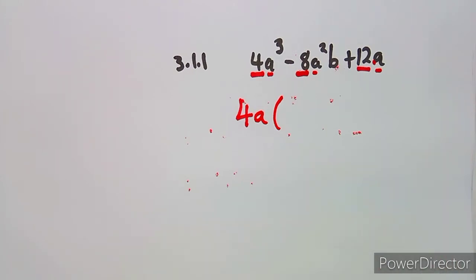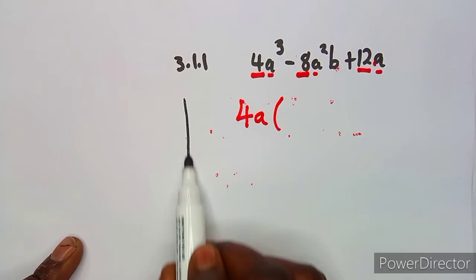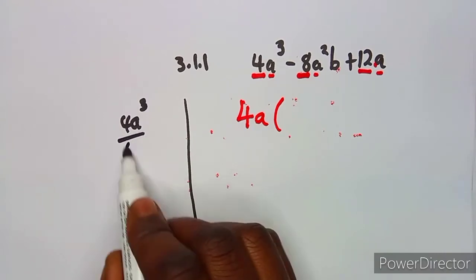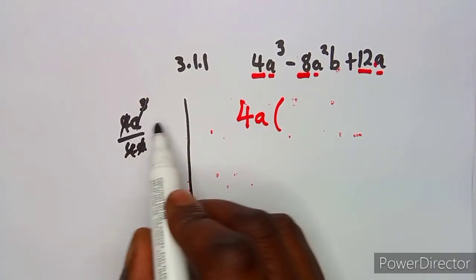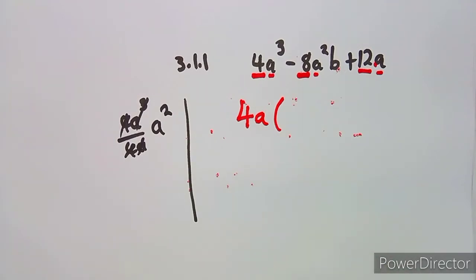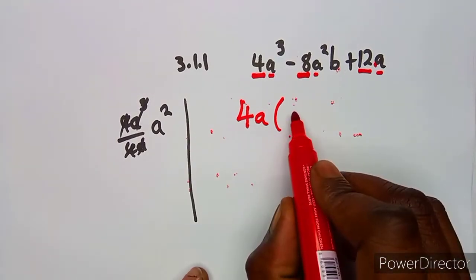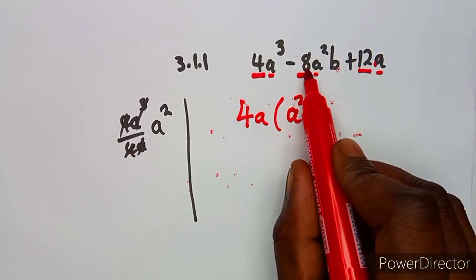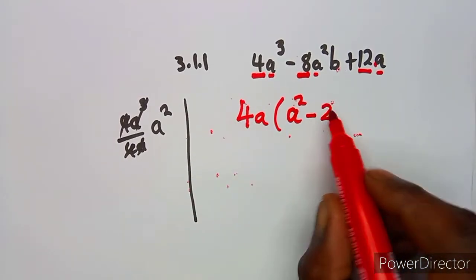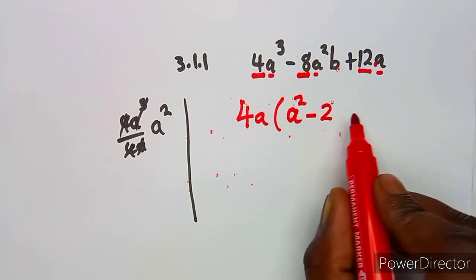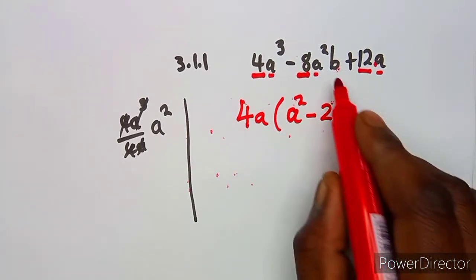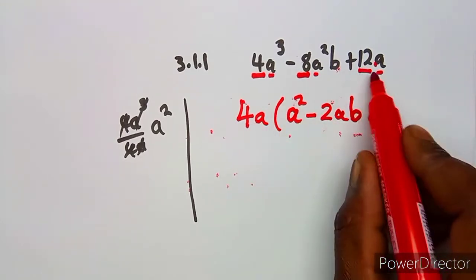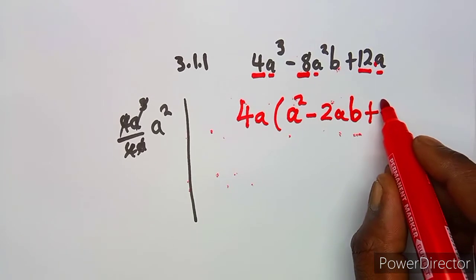So that means we are going to divide. Remember, when you factor out a term, you're going to divide. That's going to be 4a to the exponent of 3 divided by 4a. So 4a and a is going to give us a squared. So inside this bracket, you're going to be left with a squared. All right, minus, you do the same, minus 8 divided by 4, which is 2. A squared divided by a. So you're going to be left with a and b. So it's going to be ab plus here 12 divided by 4, which is 3, but there's a plus, so it's going to be plus 3.